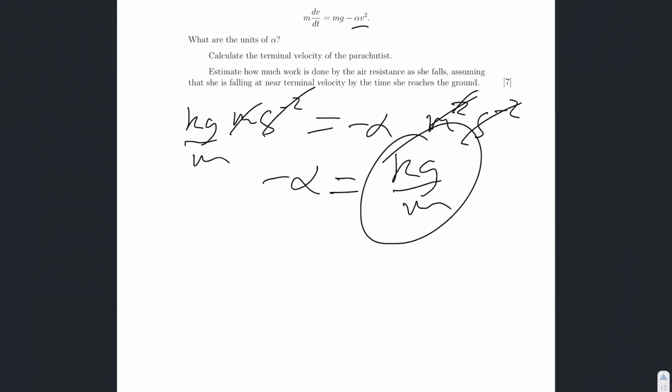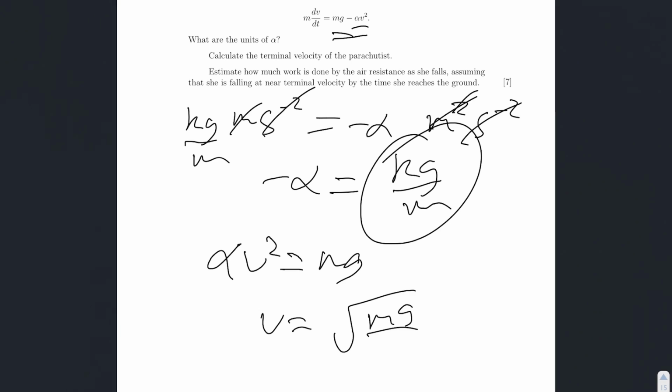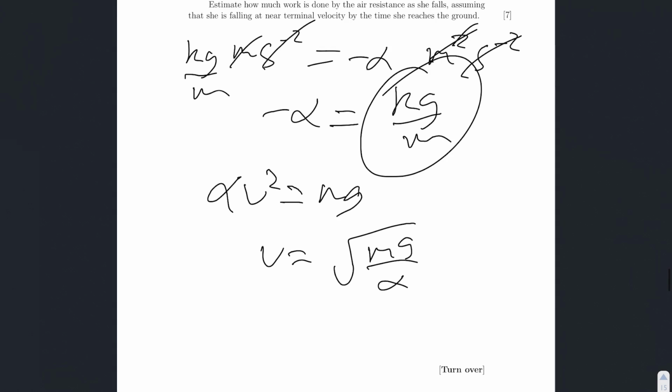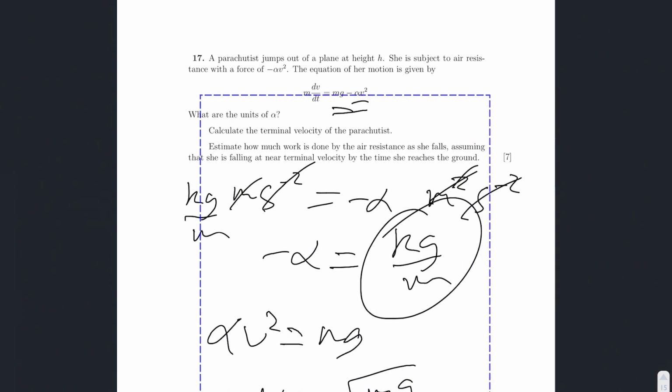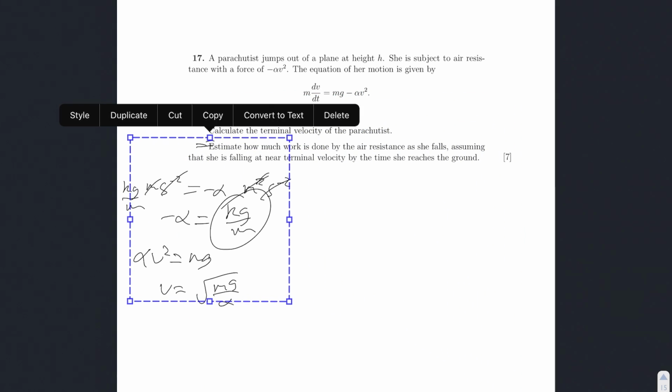To calculate the terminal velocity of the parachutist, well, the terminal velocity is when the force is 0. So that's going to be when alpha v squared equals mg, just when this equals 0. So that's when v equals the square root of mg over alpha. So that's the terminal velocity.